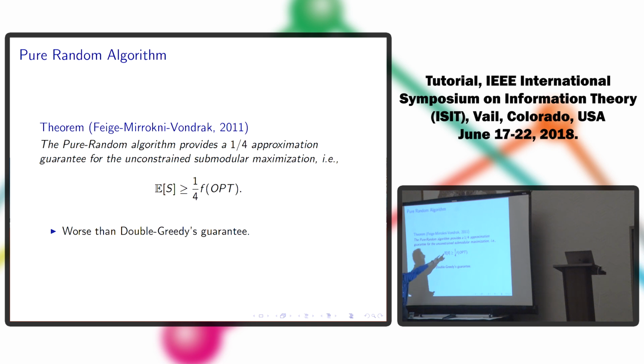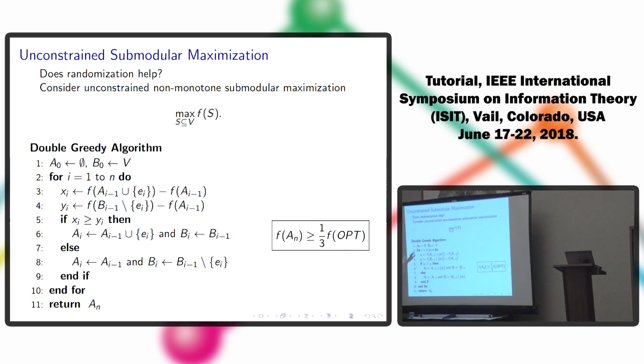The expected value of f of S is going to be at least 1/4 of the optimum. That is very sick. Randomly, you pick elements with probability 1/2, in the unconstrained version, and it gives you a 1/4 approximation guarantee. But it's not better than what we had before. For the unconstrained version, we had a 1/3 approximation, which was a deterministic algorithm. That was the double greedy algorithm. Now, is it possible to combine the two? Can we combine the two algorithms?